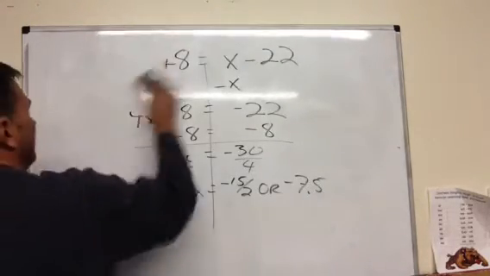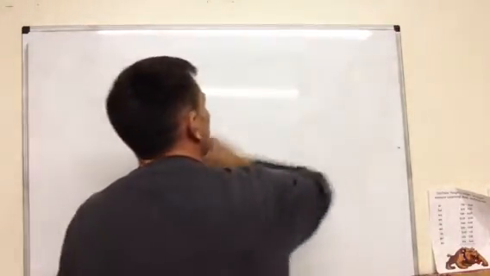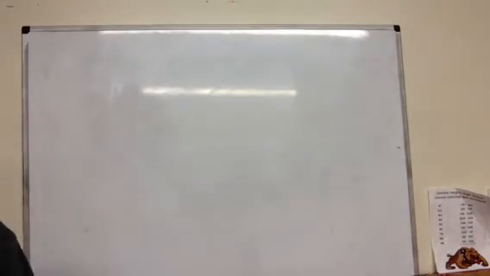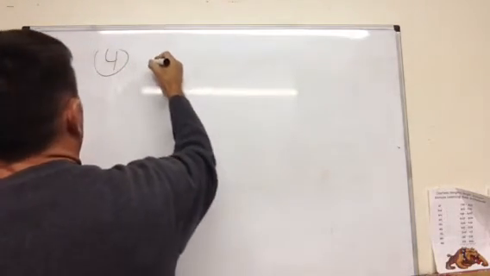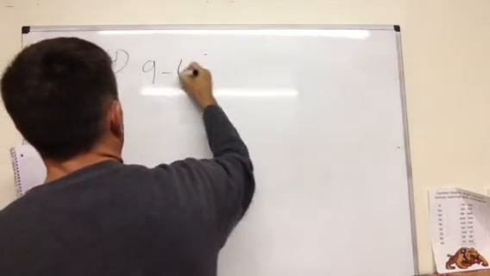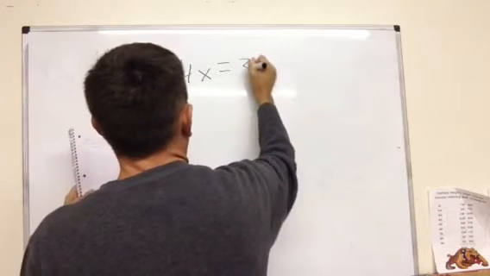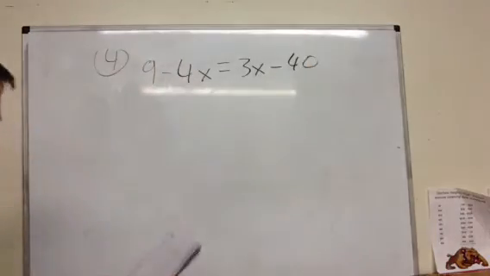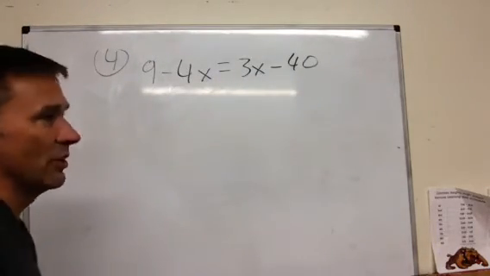Number 4. And I want you to try this one on your own as well. We're going to be doing the same steps. Collecting our variables on one side, adding opposites, and then dividing. 9 minus 4x equals 3x minus 40. This will result in an integer. There will be no fractions or decimals here.